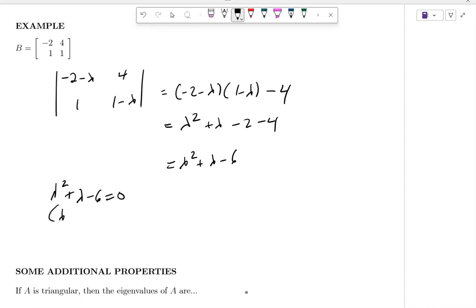We can factor. I think I lied when I said there was a sum of the roots. But anyway, doesn't matter at this point. Okay. We had lambda equals -3 and lambda equals 2.